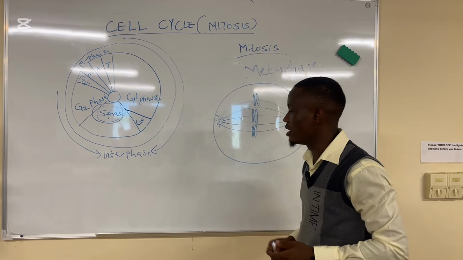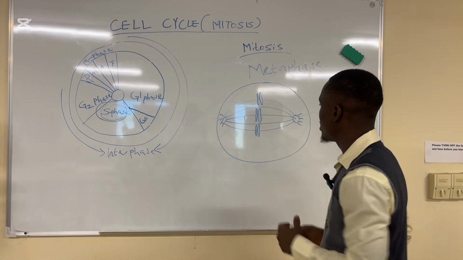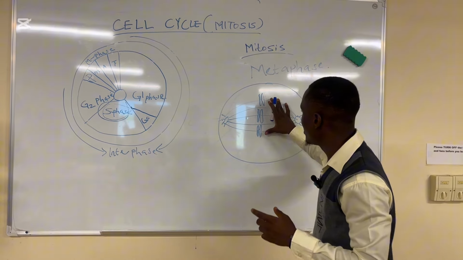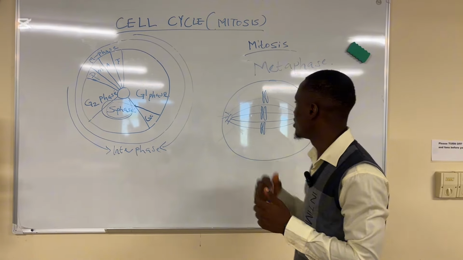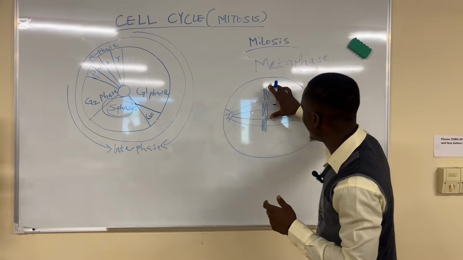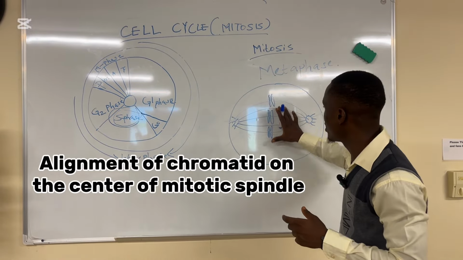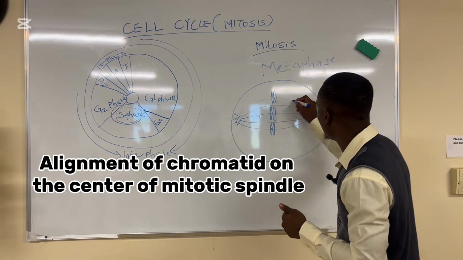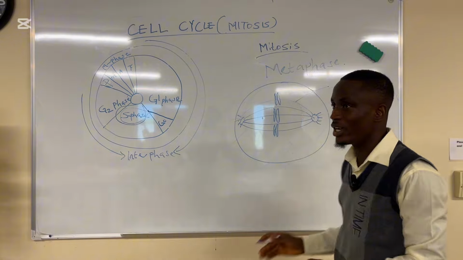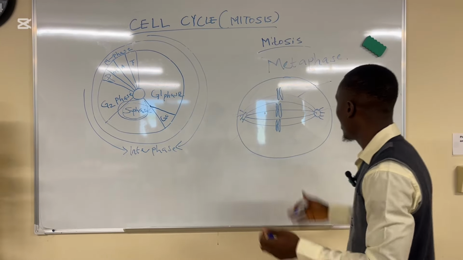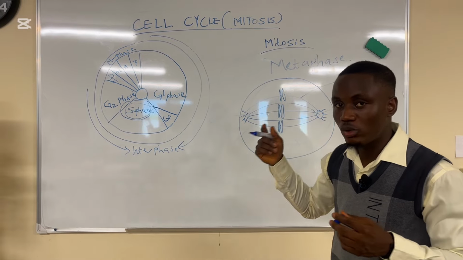At the metaphase stage now, there are certain things peculiar to this stage. As you can see, there is a difference between this diagram and the diagram for the prophase. Majorly because there is alignment of the chromatid on the center of the cell. That is, they align on the spindle fiber, the mitotic spindle. They arrange themselves in the center of the cell, which is quite different from what happened during the prophase.